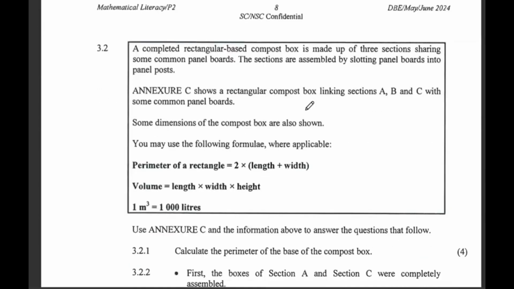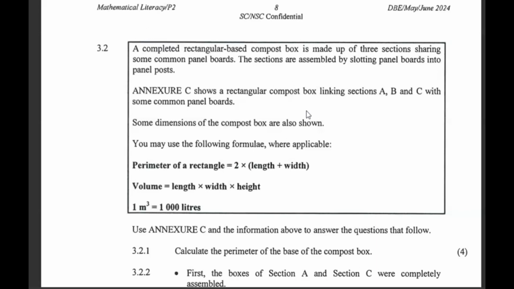3.2. A completed rectangular-based composite box is made up of 3 sections, sharing some common panel boards. These sections are assembled by slotting panel boards into panel posts. Annexure C shows a rectangular composite box linking section A, B, and C with some common panel boards. Some dimensions of the composite box are also shown.